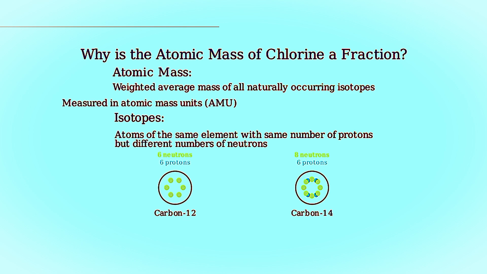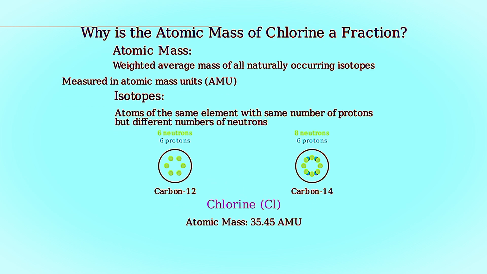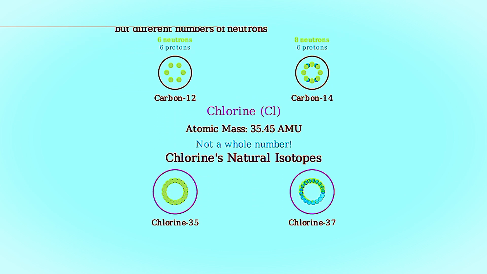Now, let's look at chlorine specifically. Chlorine has an atomic mass of approximately 35.45 atomic mass units. If you look at a periodic table, you'll notice this isn't a whole number. Why is that? The answer lies in chlorine's isotopes. In nature, chlorine exists primarily as 2 isotopes, chlorine-35 and chlorine-37.